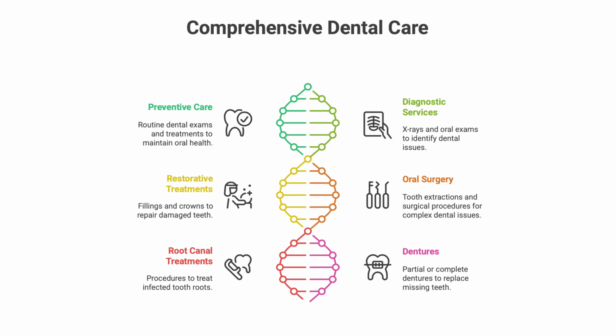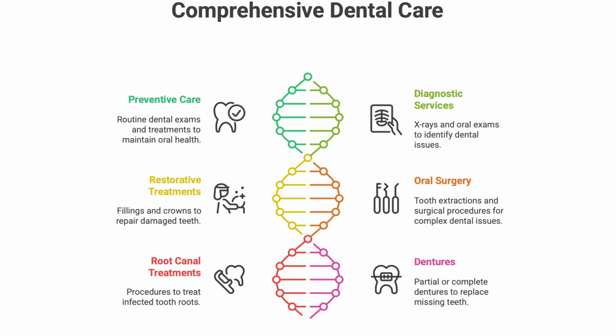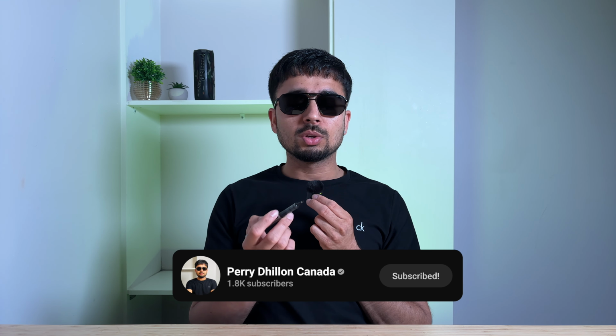What services are covered? Now let's talk about the most important thing: what dental services you can get through the CDCP. The plan covers many essential services such as preventive care, that includes routine dental exams, cleanings that include scaling and polishing, fluoride treatments, sealants to protect teeth from decay; diagnostic services like x-rays, oral exams, assessments; restorative treatments like fillings, crowns, repairing broken teeth; oral surgery like tooth extractions, surgical procedures, root canal treatments; dentures, partial or complete dentures, some denture repairs or relines.